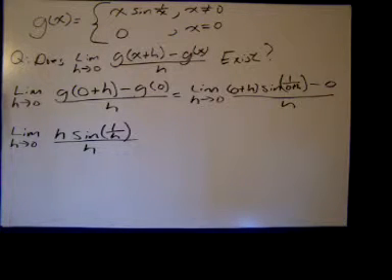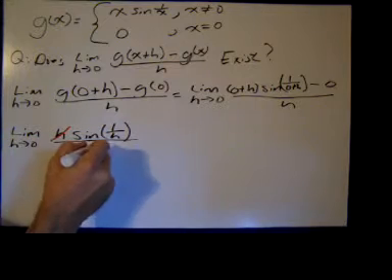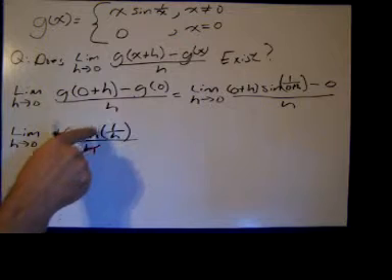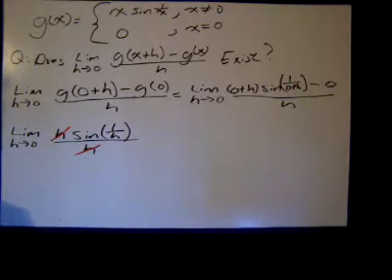So now we need to see if this limit exists. We can do some canceling. The h's cancel, and we're left with the limit as h goes to 0 of the sine of 1 over h. Well, as h goes to 0, the limit actually doesn't exist. 1 over h goes to the form 1 over 0, and the form 1 over 0 implies infinity.